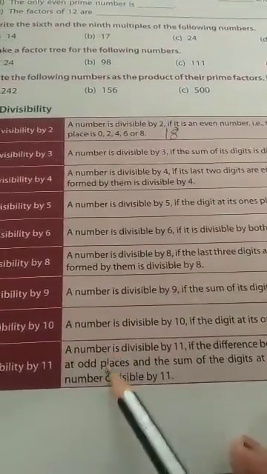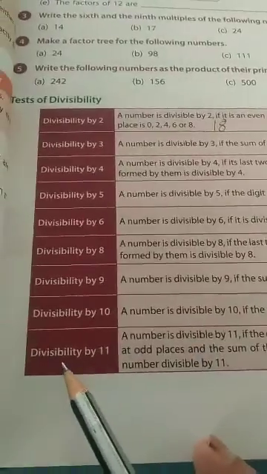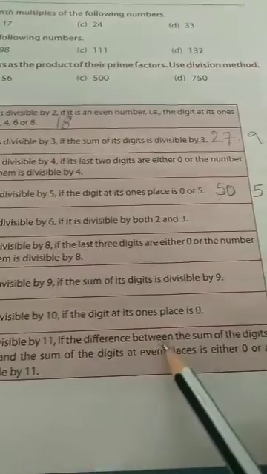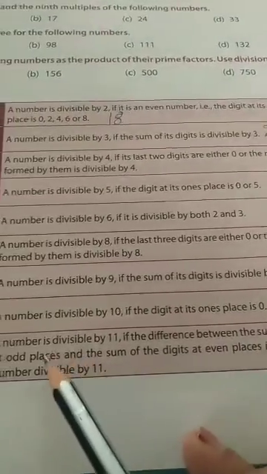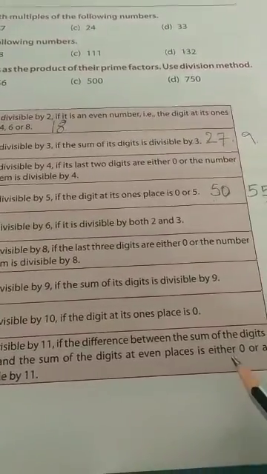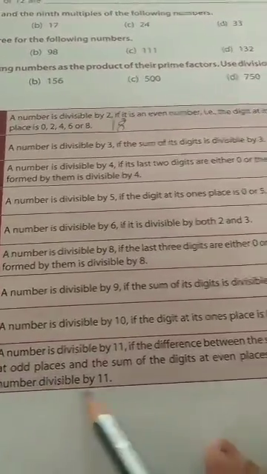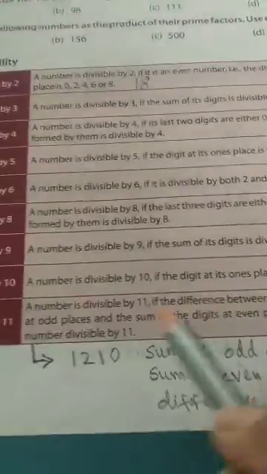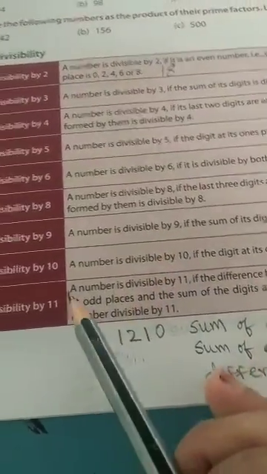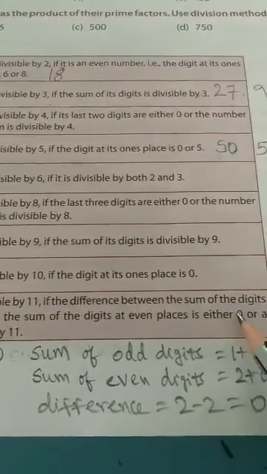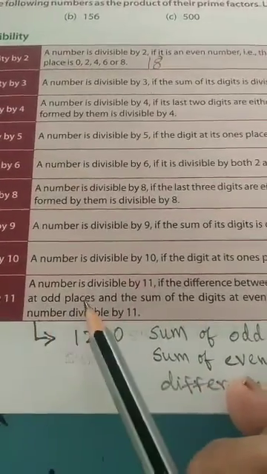One more I will show. A number for 11 I will show. Divisibility by 11. A number is divisible by 11 if the difference between the sum of the digits at odd places and the sum of the digits at even places is either 0 or a number divisible by 11. See here, a number is divisible by 11 if the difference between the sum of the digits at odd places.